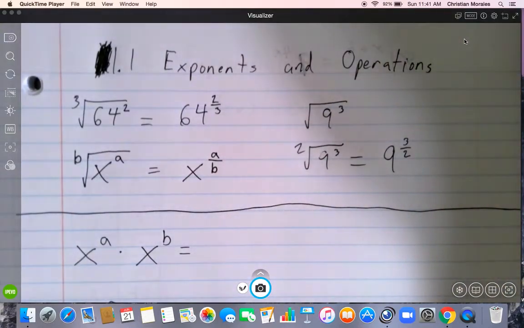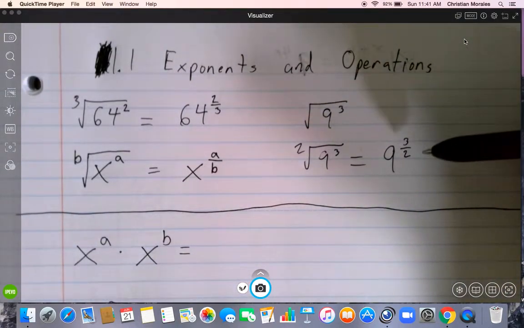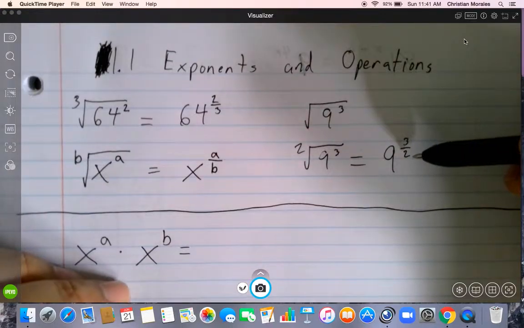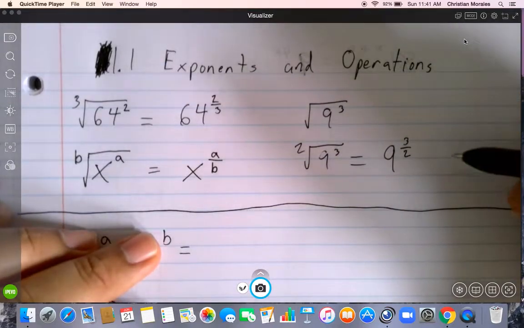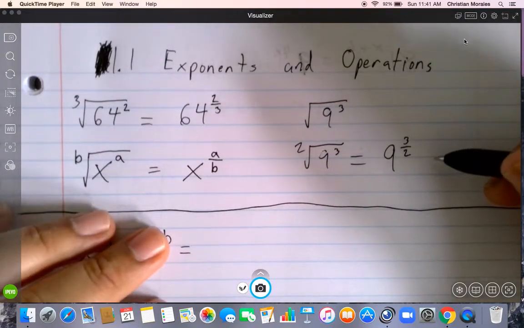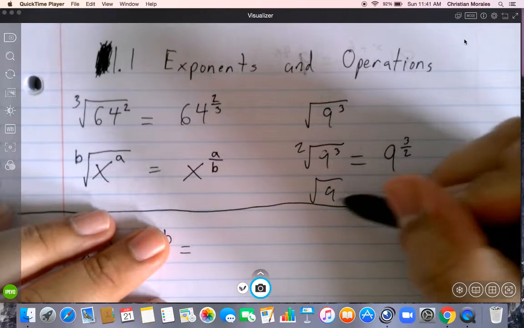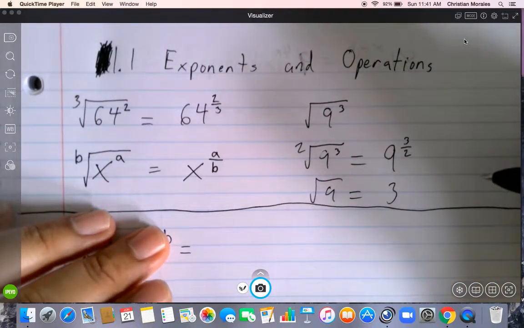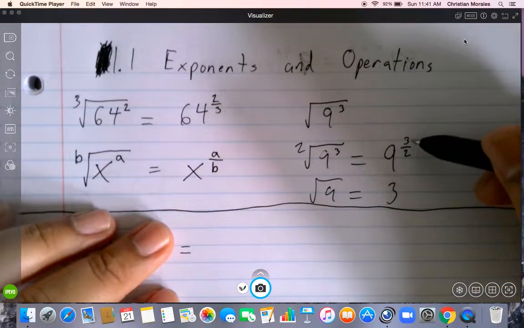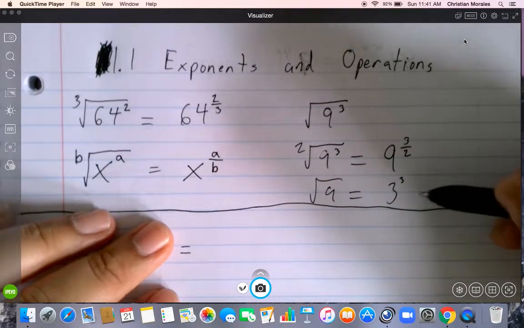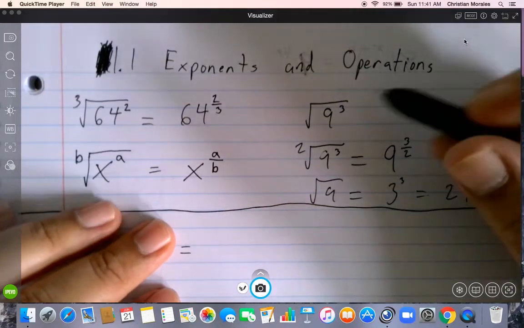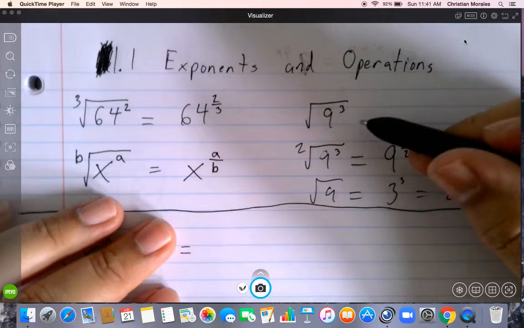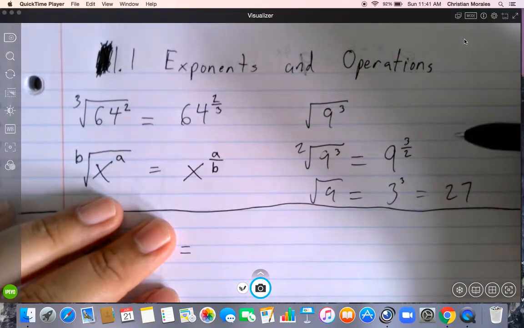Now you can simplify this. So for example, if you want to take the square root of something, you can. So what is the square root of 9? You can do that first. So you can take the square root of 9, and the square root of 9 would be 3. Then you can take the regular exponent and say, okay, what's 3 to the third power? That would be 3 times 3 times 3. The answer would be 27. So then this, if you solve this, is 27.